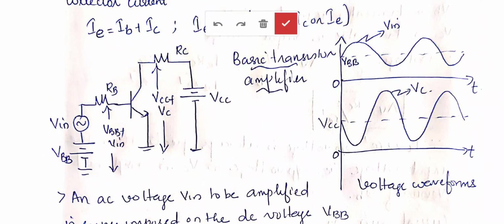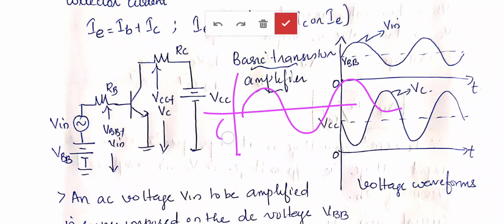So here VCC is a DC voltage and VC is an AC voltage. We can see here the input and output voltage waveform of a transistor amplifier. This is the input signal sine wave Vin, which is superimposed with the DC voltage VBB. Normally we will draw a sine wave like this with respect to 0, ground.